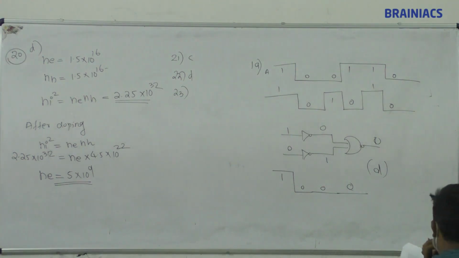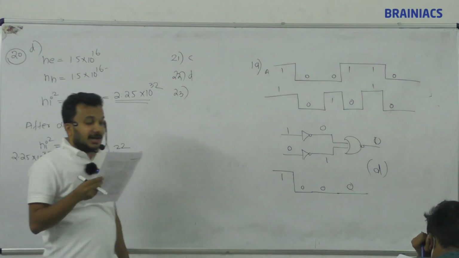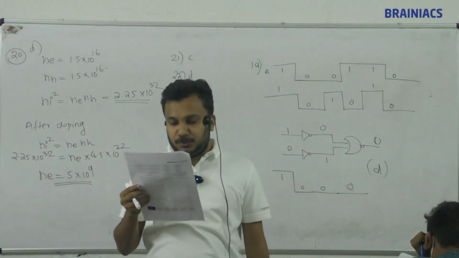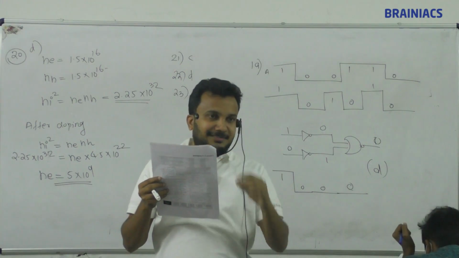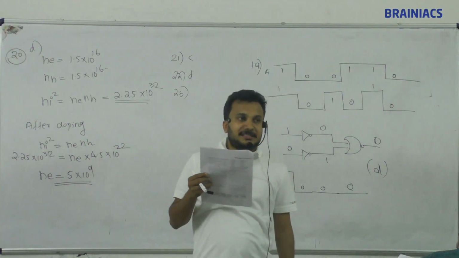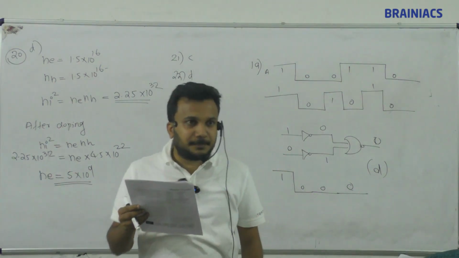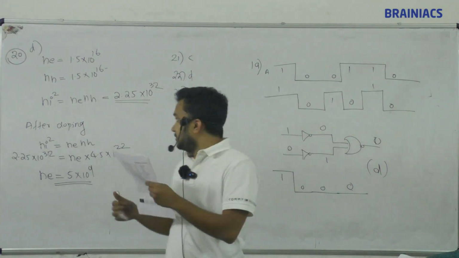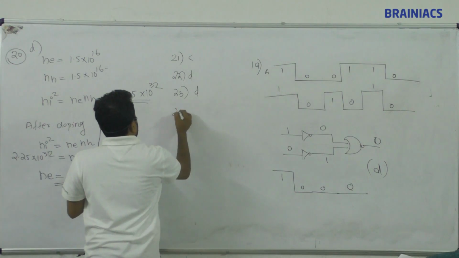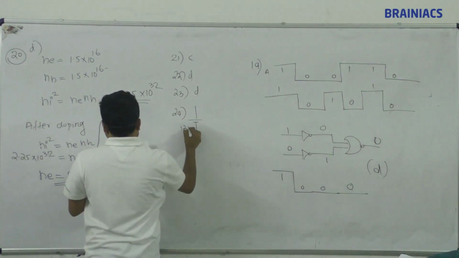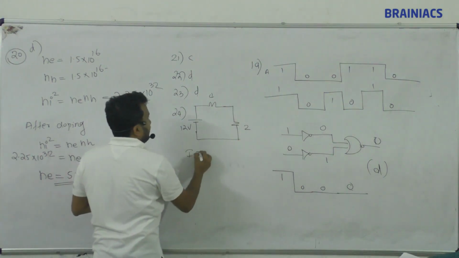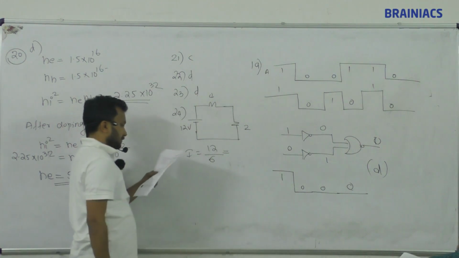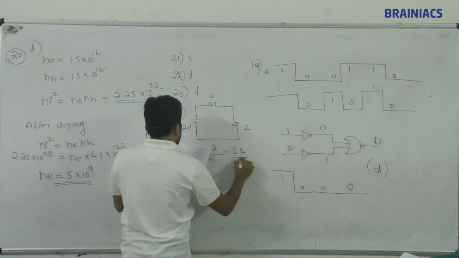Next one, 24. The circuit has two oppositely connected ideal diodes in parallel. Which diode is forward biased? D2 is forward biased. D1 is reverse biased, so current is not flowing through the 3 ohm resistor. So how will the circuit look? With 12 volt, here it is 4 ohm and the other is short circuited, so it becomes 2. Current equals 12 divided by 6, which is 2 ampere. Answer is option B.